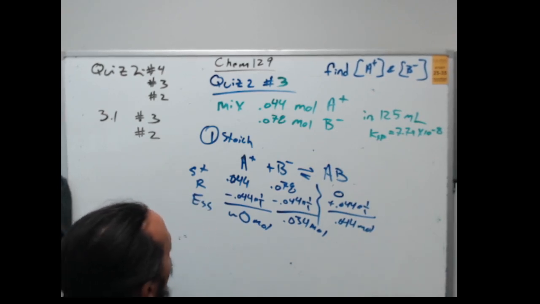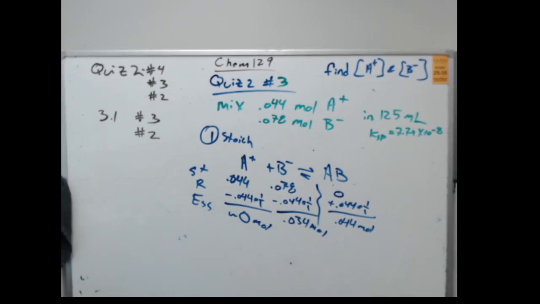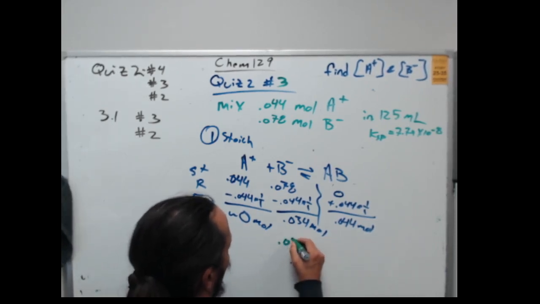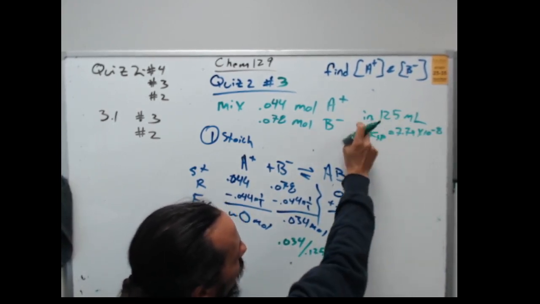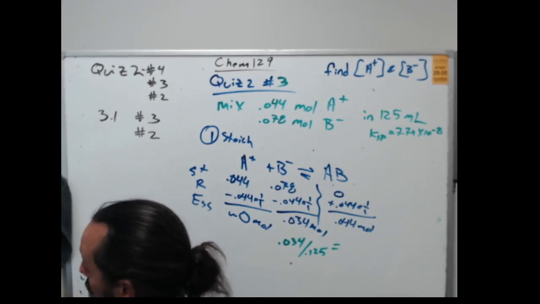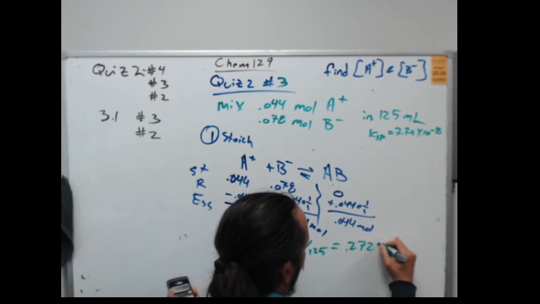Okay, so I'm going to go ahead and then say, okay, I did my stoichiometry. This is approximately 0. Wouldn't it be great if it were actually 0? Then I'd be done with the problem. The concentration of A plus is 0. The concentration of B minus is 0.034 divided by 0.125. Right? I just take my moles divided by my volume. That should be my concentration of the other thing. 0.034 divided by 0.125. We get 0.272 molarity.